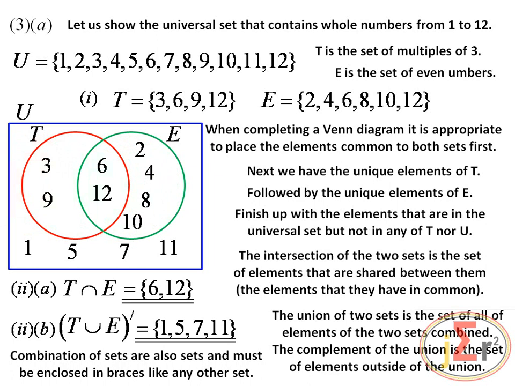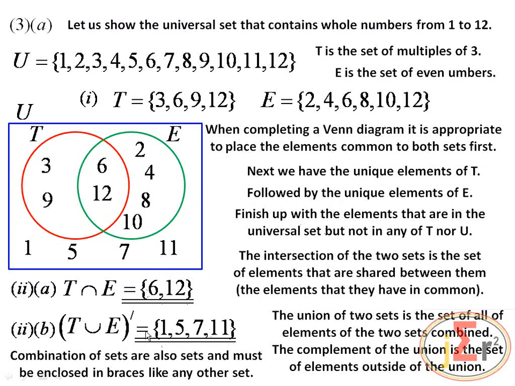Combinations of sets are also sets and must be enclosed in braces like any other set. If we are writing the combination like T intersection E, that is a set. T union E, all complement, that is another set. Therefore, we need to enclose them in braces as we have here.